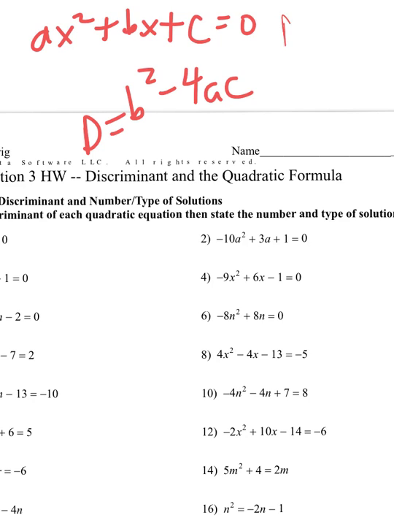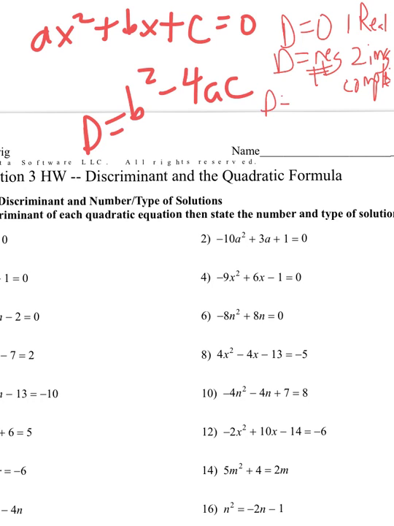Okay, if the discriminant is equal to 0, there is one real solution. If the discriminant is equal to a negative number, there are two imaginary, or some people say two complex solutions. And if the discriminant is a positive number, there are two real solutions.